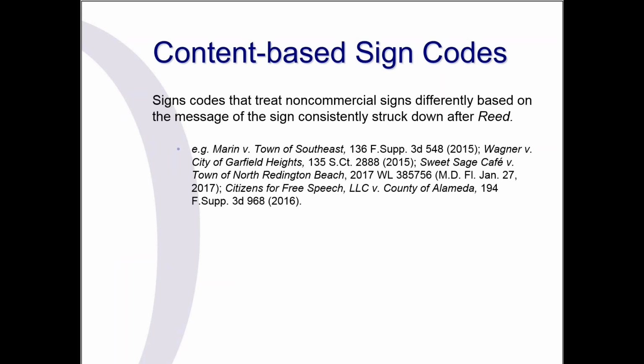So what's happened since Reed? A lot has happened, and there's some more clarity about how courts are interpreting this, but still a lot of questions. Generally, if a court has found that there's any distinction among regulations based on the content of the sign, those codes have been consistently struck down. I have a few examples of those decisions underneath, and there's several more too.